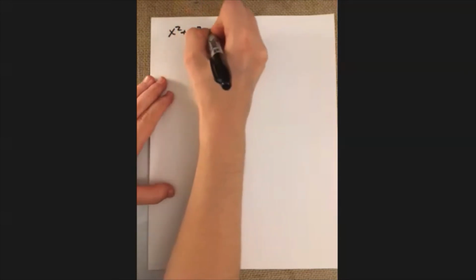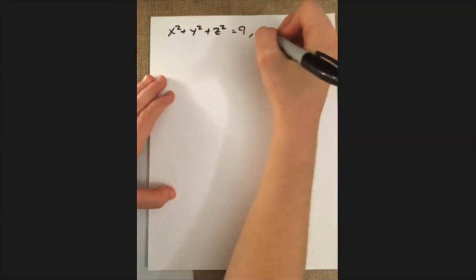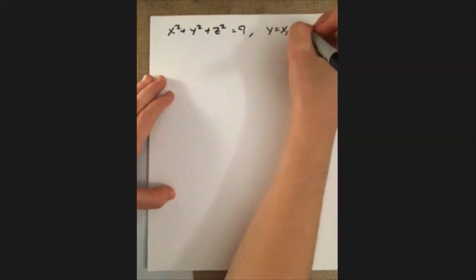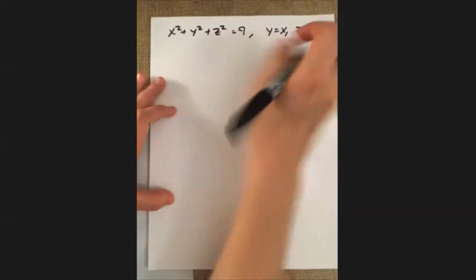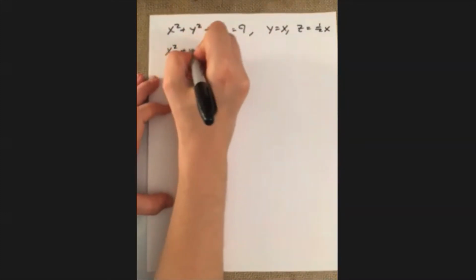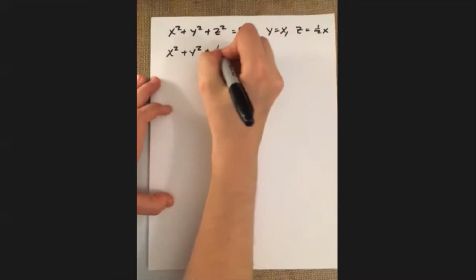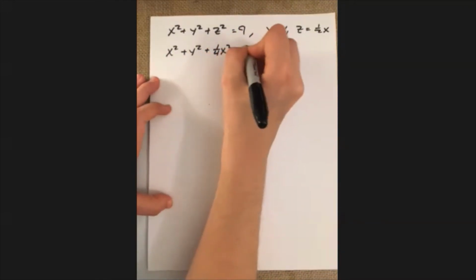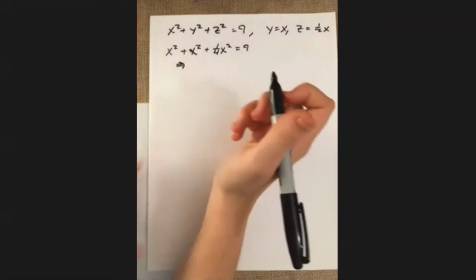So our constraint says x squared plus y squared plus z squared is equal to 9. And we found that y is equal to x and z is equal to 1/2 x. So I'm going to swap out everything in here for x's. So I get x squared plus y squared plus, it's going to become 1/4 x squared is equal to 9, and that should be an x.